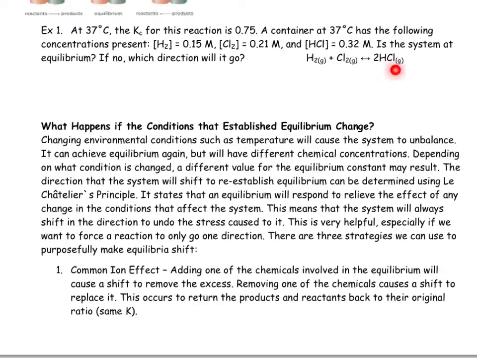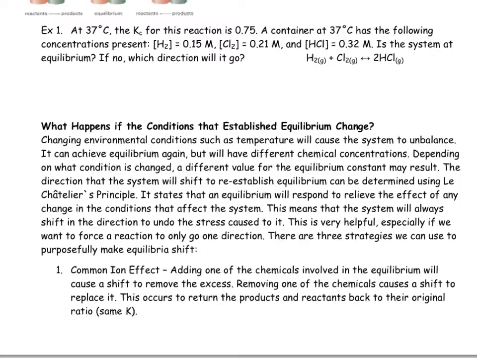I'm given the following equilibrium equation. At 37 degrees, the equilibrium constant for this reaction is 0.75. That's the accepted value. A container at 37 degrees has the following concentrations present. And the question is: is this system at equilibrium? And if not, which direction will it have to move?